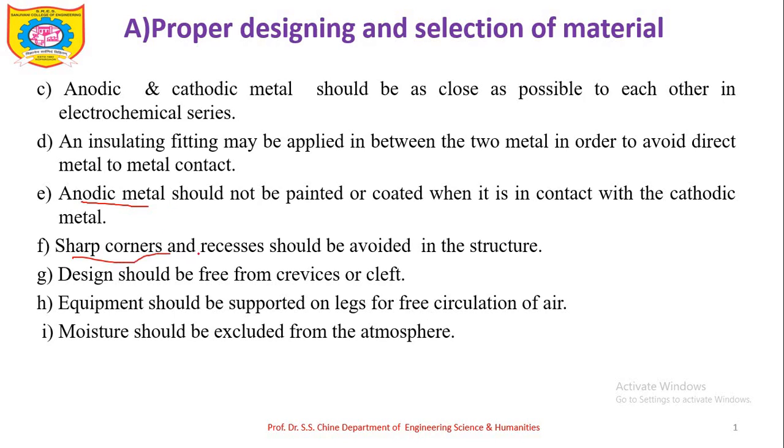Then sharp corners and recesses should be avoided in the structure. Why avoid this? Because it may lead to localized corrosion, as we discussed about uneven surfaces. An uneven surface will increase the rate of corrosion. The next is that the design should be free from crevices or cleft. That is also related with the physical state of the metal. If the design has crevices or cleft, it will lead to an increase in the rate of corrosion.